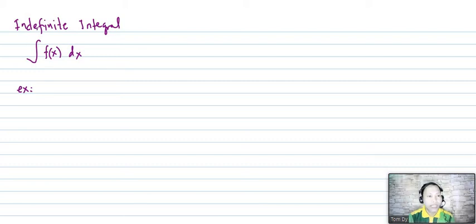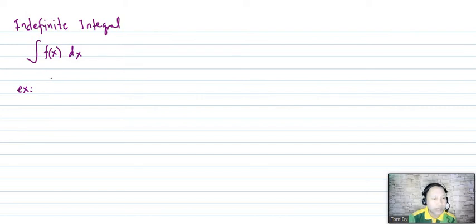This is the indefinite integral. We will be using this symbol as our integral sign, and this one is what we call the integrand. Okay, so I will be writing here an example of an integral.